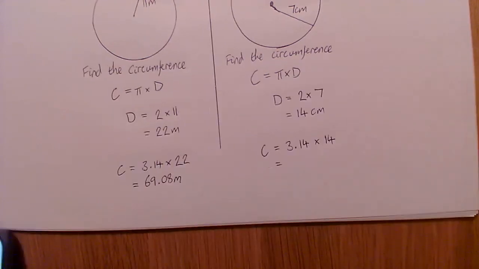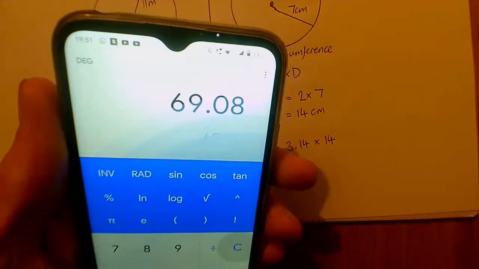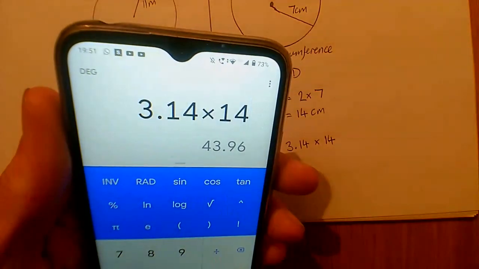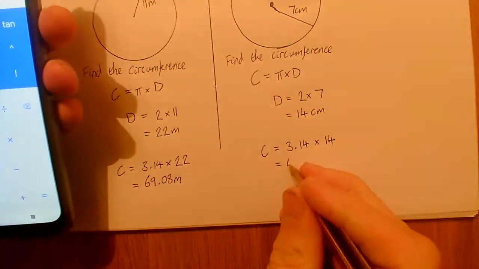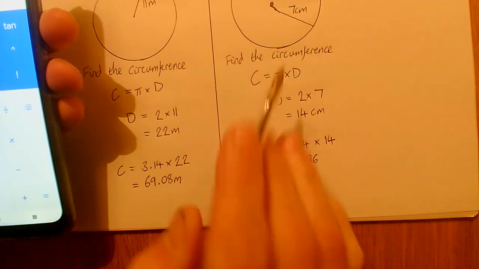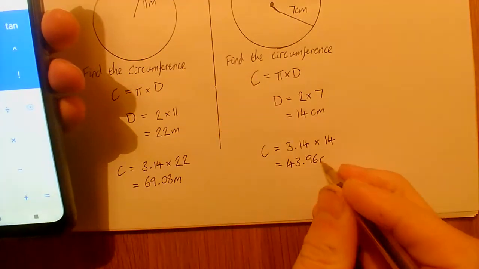So we're doing 3.14 times 14, which is 43.96. And we're working with centimeters.